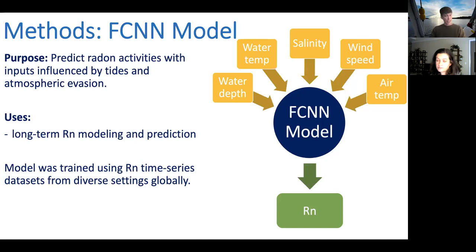So quickly giving a brief overview of the two models. First, the fully connected neural network model was constructed with the purpose of predicting radon activities. Inputs for this model include water depth, water temperature, salinity, wind speed, and air temperature. And to capture the temporal marine-driven dynamics, depth, water temperature, and salinity at plus or minus 6 hours were also added as inputs to the model. The main utility of this model is primarily to predict radon from inputs that are easily measured from a CTD sensor or a weather station.